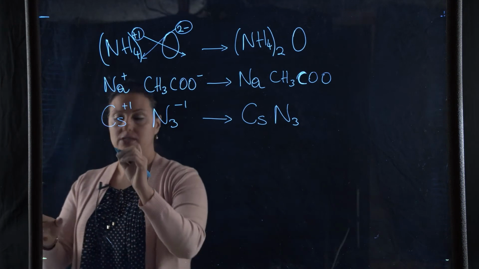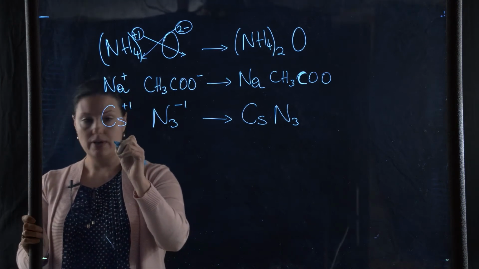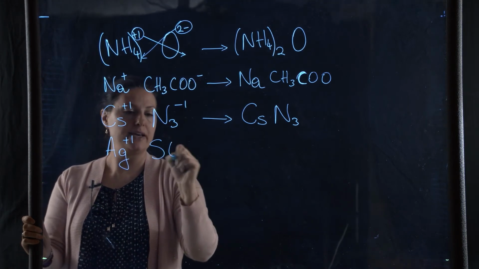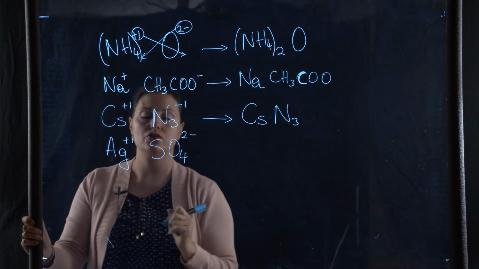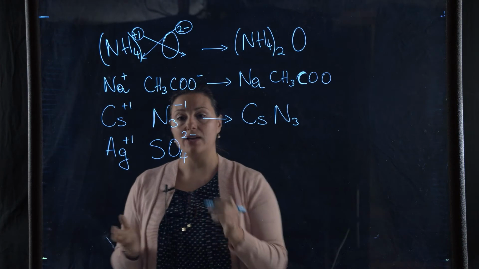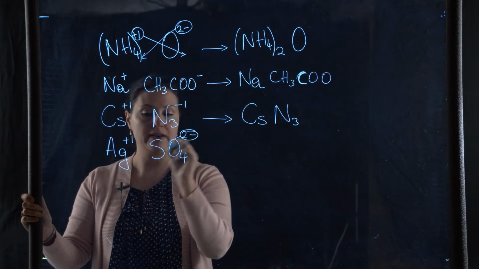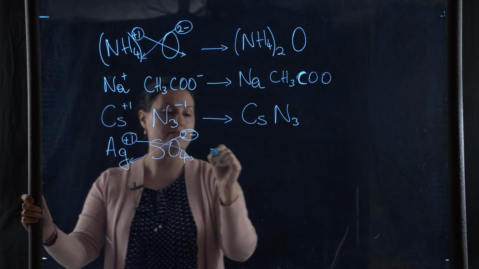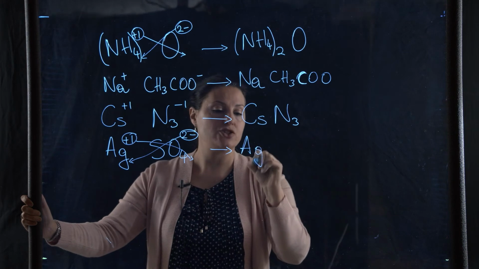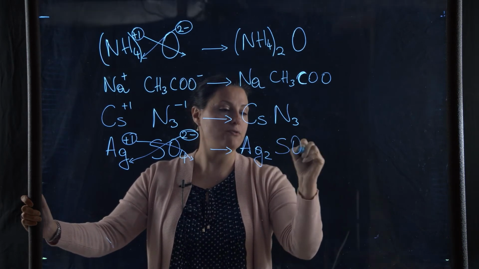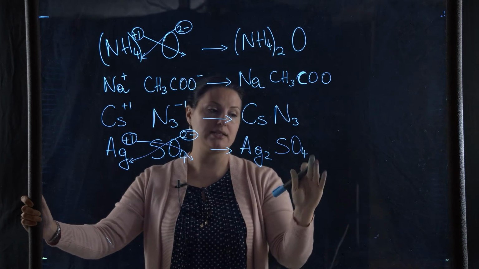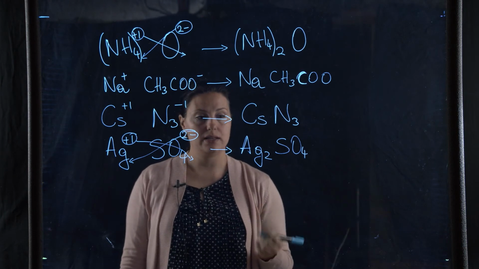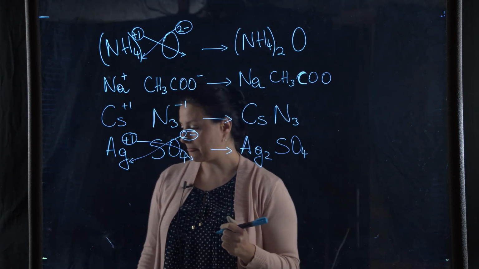Okay, I have silver and sulfate. Okay, so silver has a +1 charge, and my sulfate will have a 2- charge. These charges do not match, so I will take the charge from my sulfate and I'll bring it down by the silver, and I'll take the charge from silver and I'll bring it down by my sulfate here. So I will write Ag2 and then SO4, but I will not write the 1 here because it's implied. And this is the correct formula for silver and sulfate mixing together.